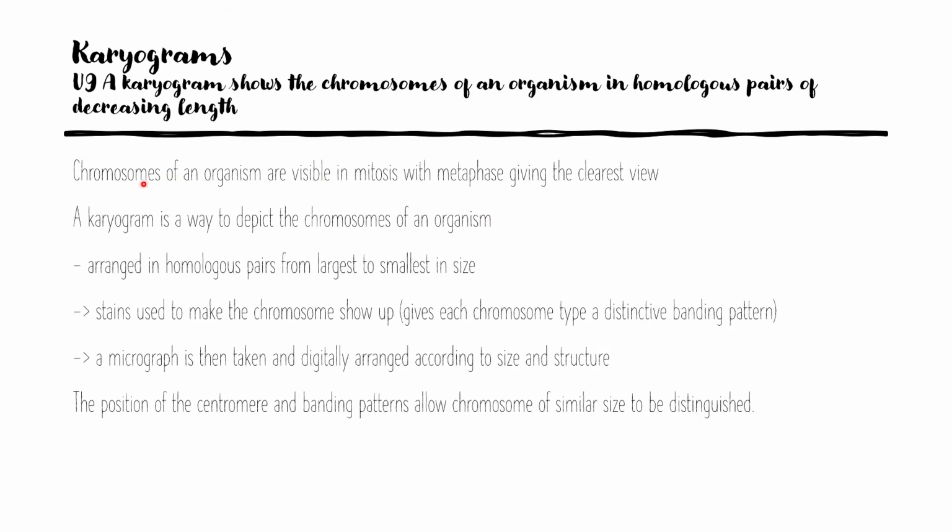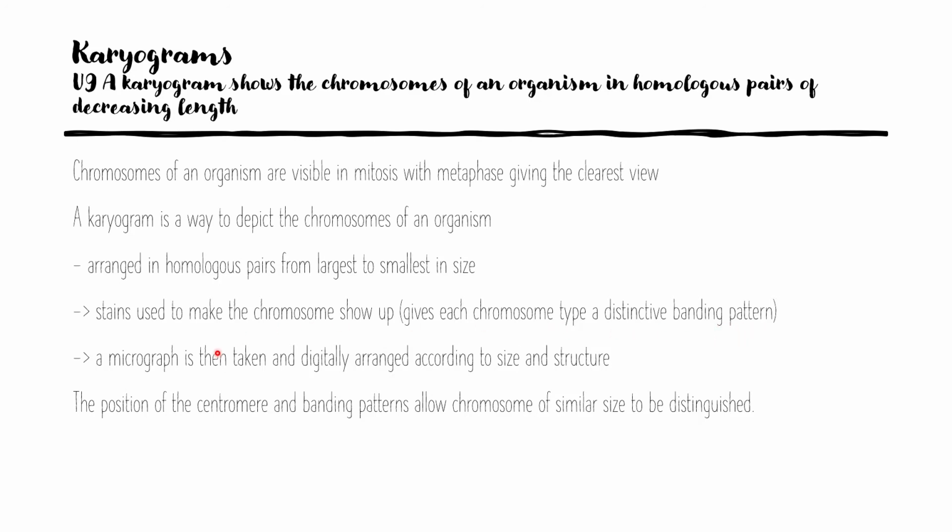A karyogram is a way to depict the chromosomes of an organism. And how does it depict that? Well, they're arranged in homologous pairs for us to see. They're arranged from largest to smallest in size. We use stains because some homologous pairs are going to be the same size. So we use stains to make the chromosomes show up, and it gives each chromosome type a distinctive banding pattern.